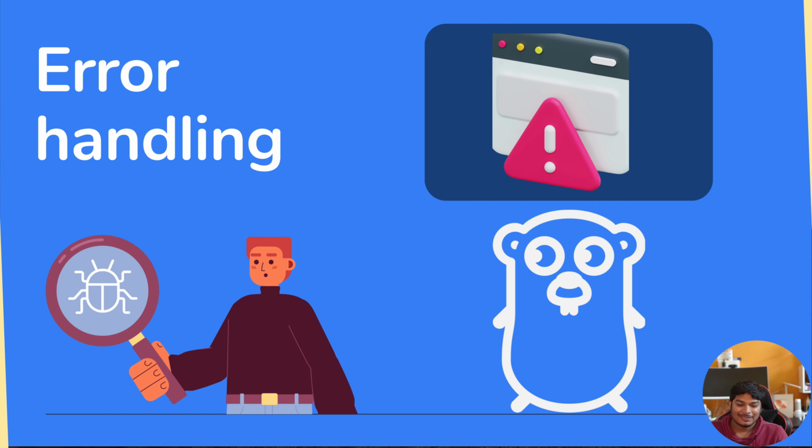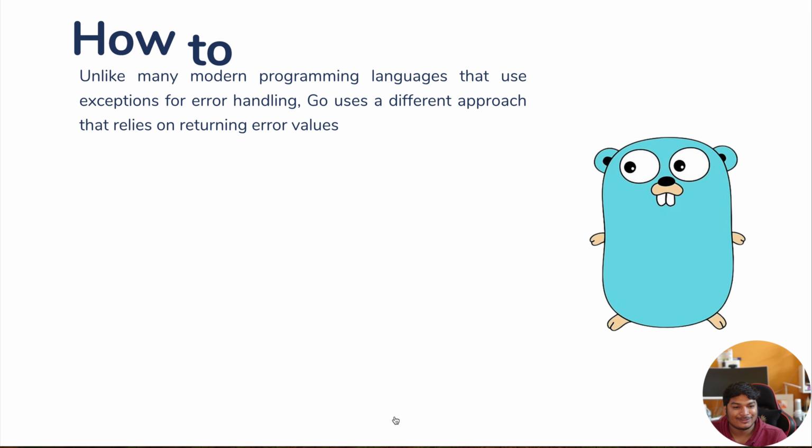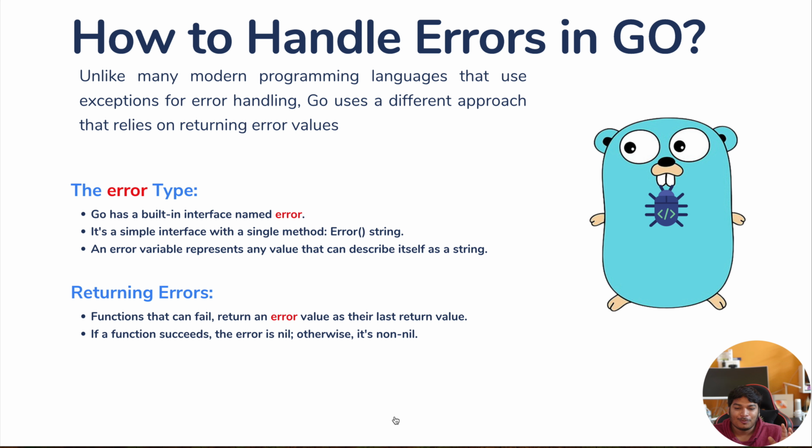Okay. Now let's learn about how to handle errors in Go. Unlike many other modern programming languages that use exceptions for error handling, Go uses a different approach that relies on returning error values. Let's understand the error type. Go has a built-in interface named error. It is a simple interface with a single method, Error string. Error is the method and the return type is string. An error variable represents any value that can describe itself as a string.